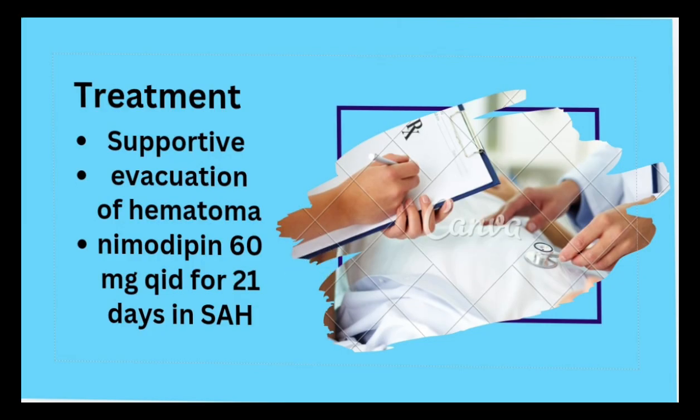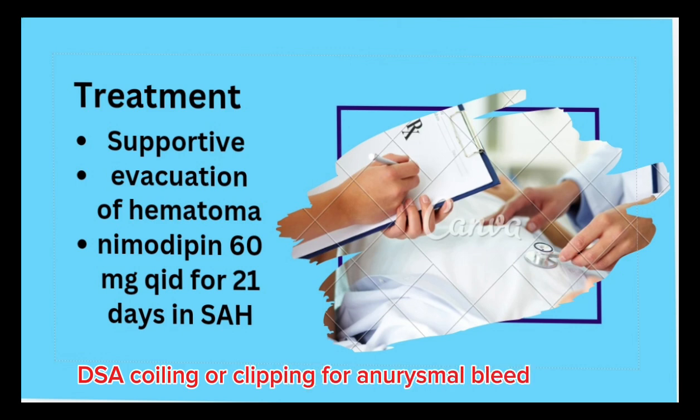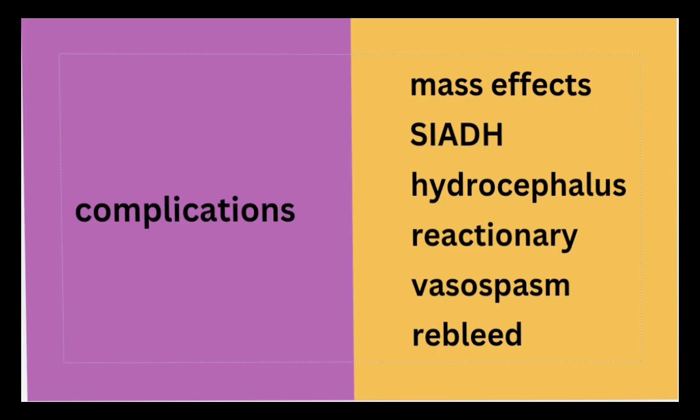Treatment is of course supportive for reducing brain edema. We give mannitol, then we give fluid, then control of blood pressure, blood sugar, bladder and bowel care, evacuation if it is producing mass effect, and nimodipine, which is a calcium channel blocker, which actually prevents secondary vasospasm, which is more damaging than the subarachnoid hemorrhage itself.